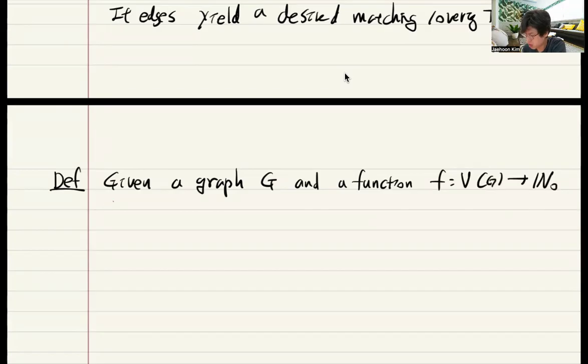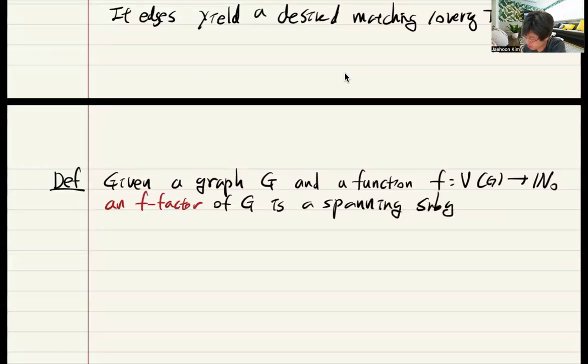We say an f factor of G is a spanning subgraph H such that the degree of a vertex v in H is the same as the value of f at v.